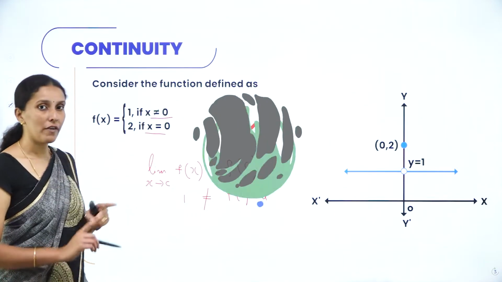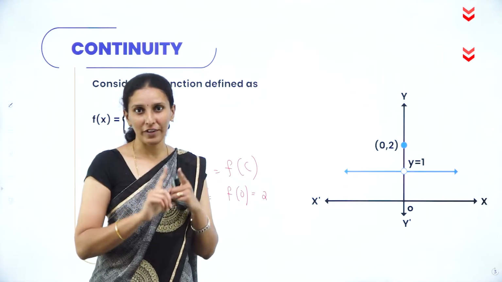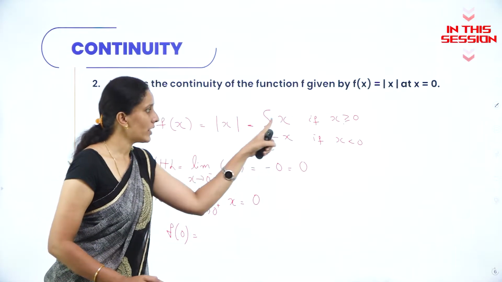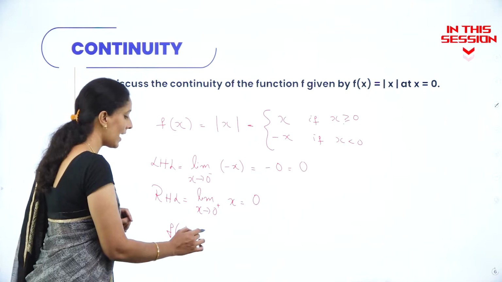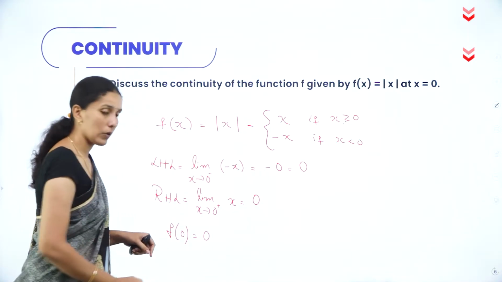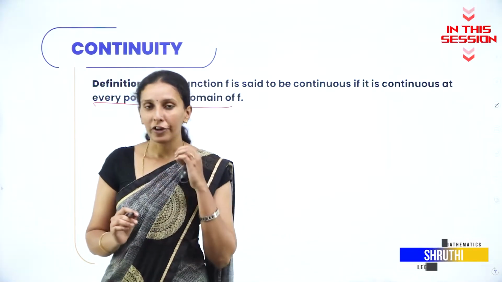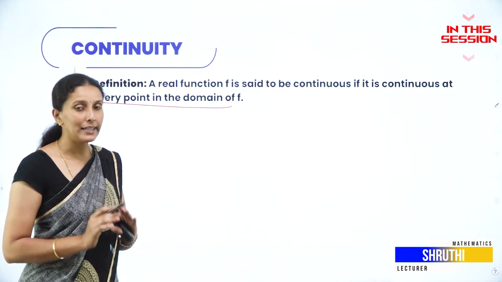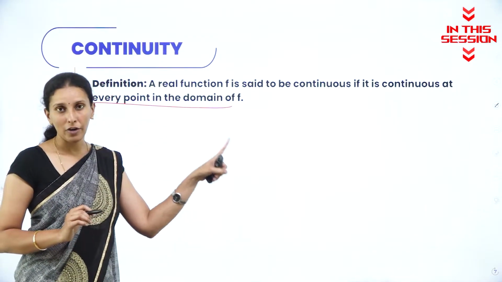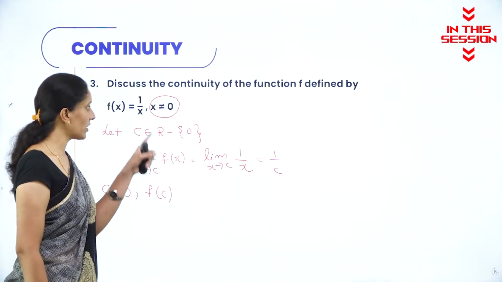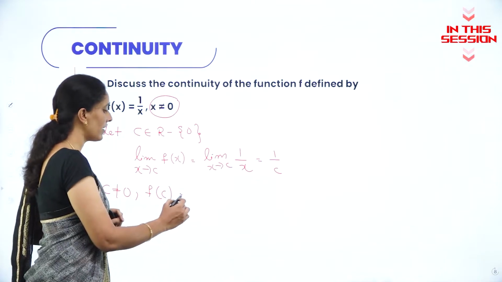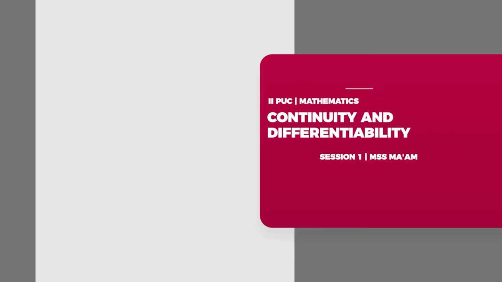Whenever the limit of the function is not equal to the value of the function, we say the function is not continuous. Whenever x is equal to 0, f of x is defined as x only. So therefore, if f of x is x, then f of 0 is 0. Whenever a domain is defined for a particular function, it is clearly said to be continuous if it is defined at every point in the domain of f. If c is not equal to 0, the function is defined in the form of 1 by x. So if f of x is 1 by x, then f of c will be in the form of 1 by c.